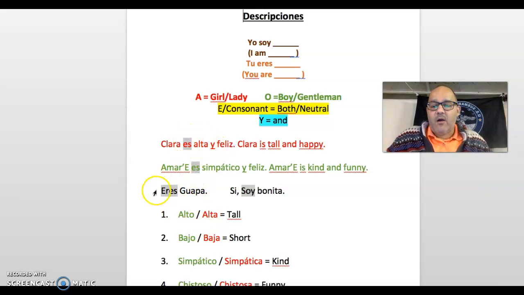Es, over here you have eres and soy. Those are verbs. They're in gray. So they don't have gender. They're used for everybody, all right? But everything else has gender and everything has to match.